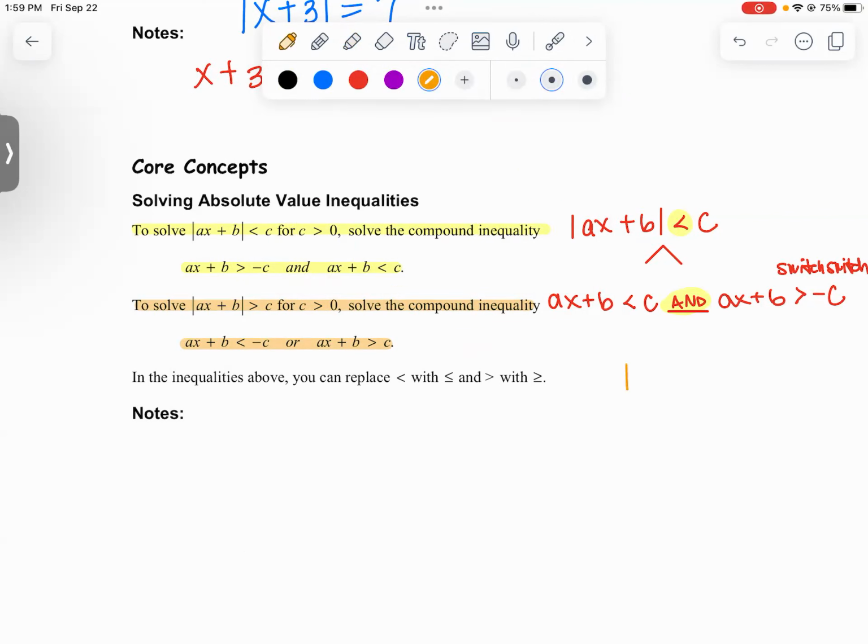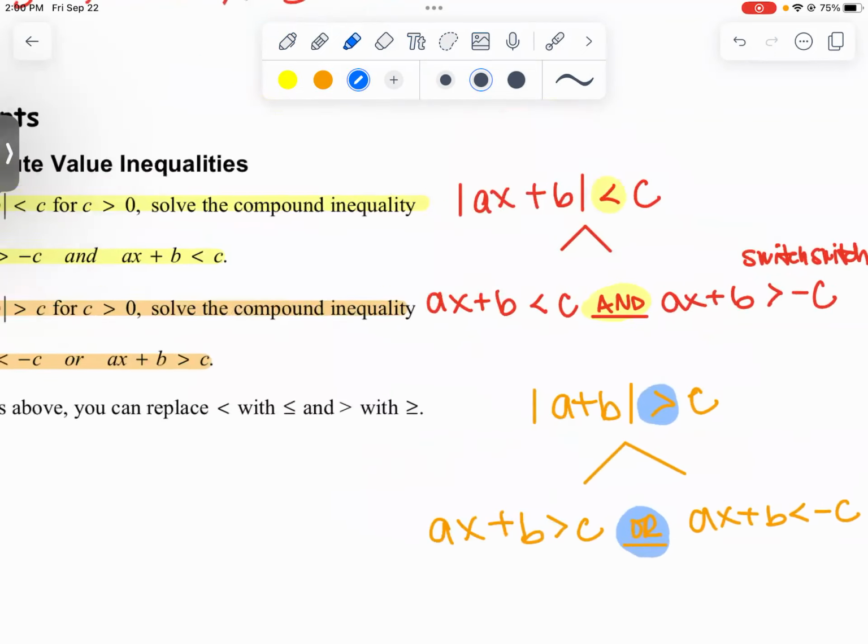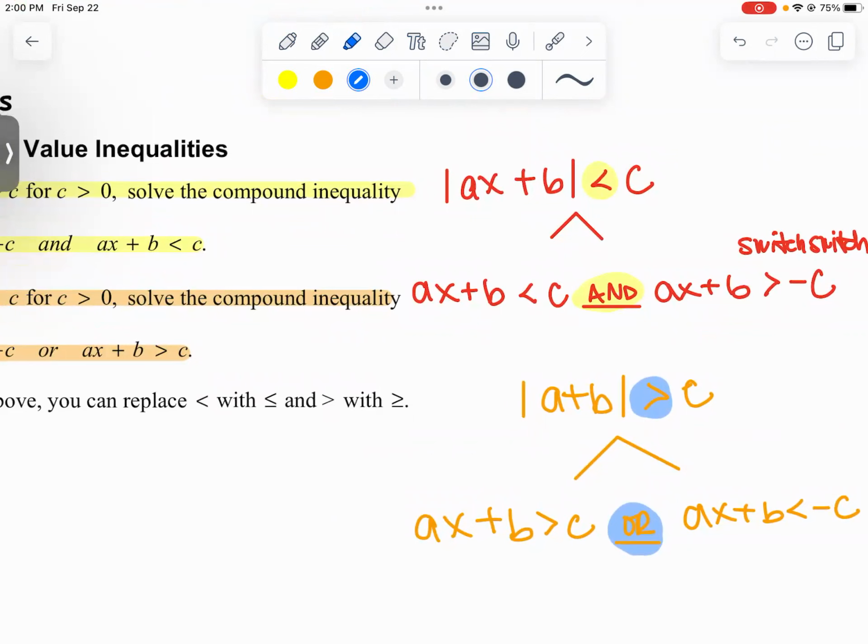If we have the absolute value of ax plus b is greater than c, then it becomes a compound inequality. Ax plus b is greater than c. Ax plus b flip, but in between, we're gonna have or. Greater than.